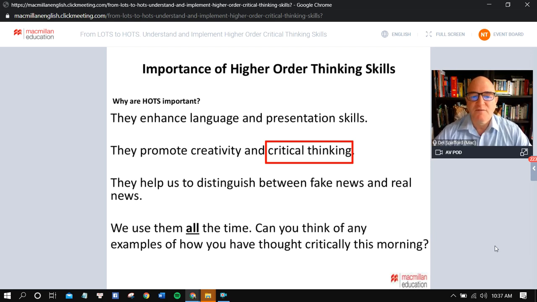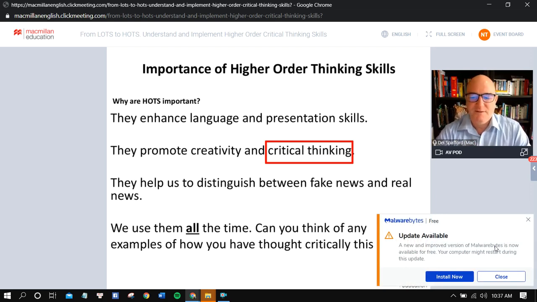And we use thinking skills, higher order, lower order thinking skills all the time. So here's my next question. Can you think of any examples of how you have thought critically this morning? Now, you live in Vietnam, so I guarantee if you had to cross the road this morning, you will have used your critical thinking skills a lot. If you have ridden a motorcycle to your school this morning, you will have used critical thinking skills a lot. How else might you have used critical thinking skills?